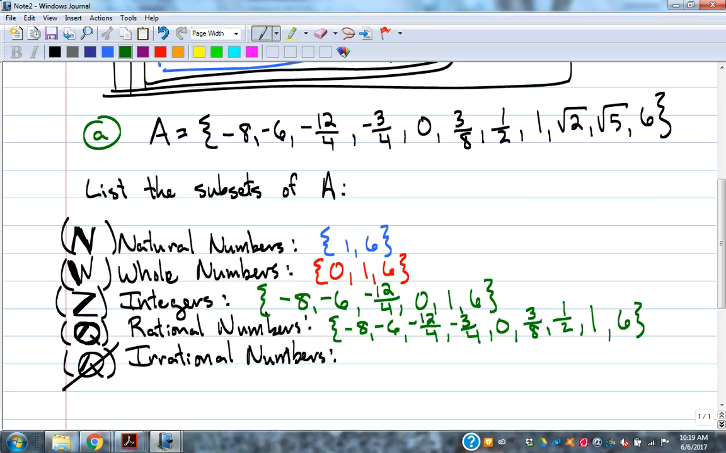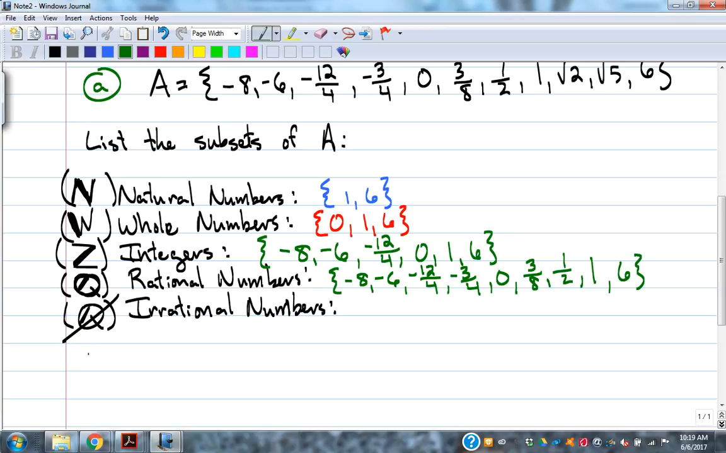Now, the irrational numbers, that's the things that are not rational numbers. Another way to write that would be the complement of the rational numbers. What's the complement of the rational numbers for set A? What's the only pieces that are not in the rational numbers subset? Square root of 2 and square root of 5, yeah.